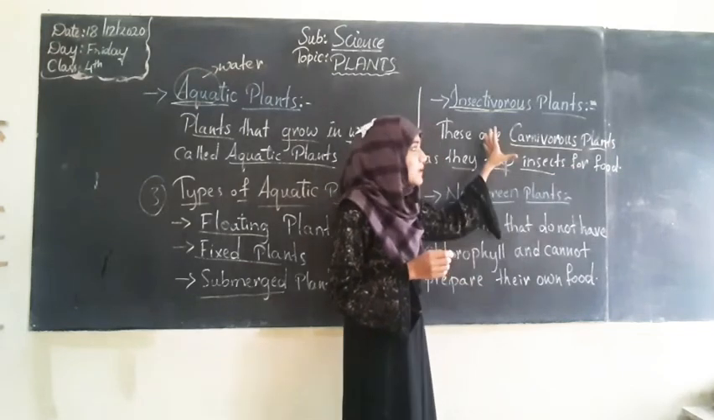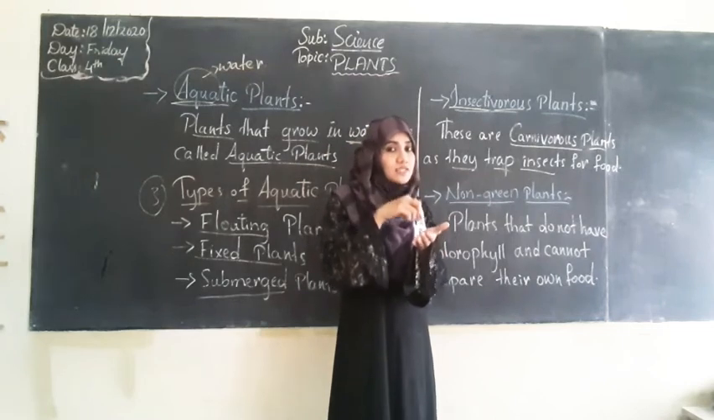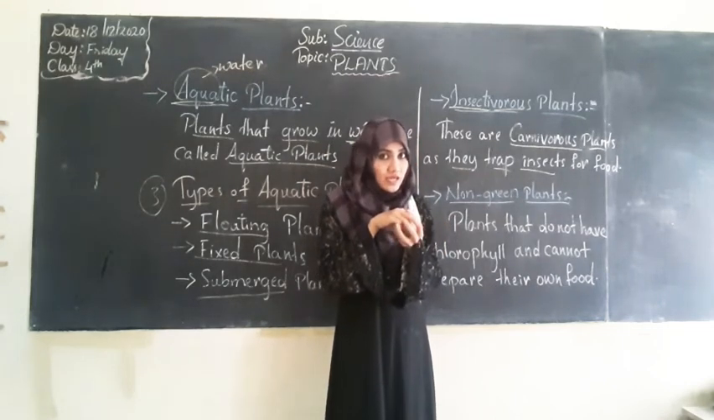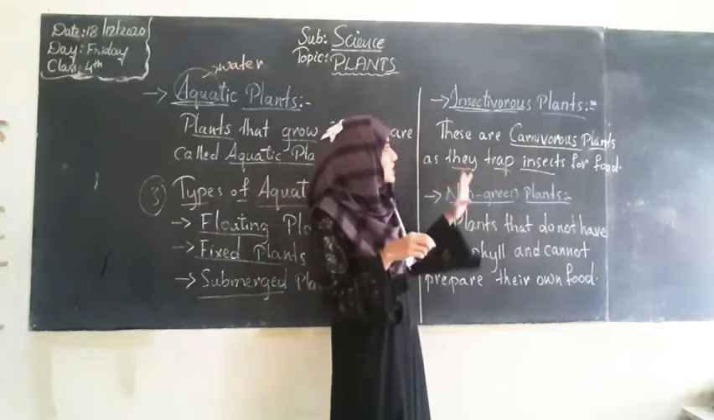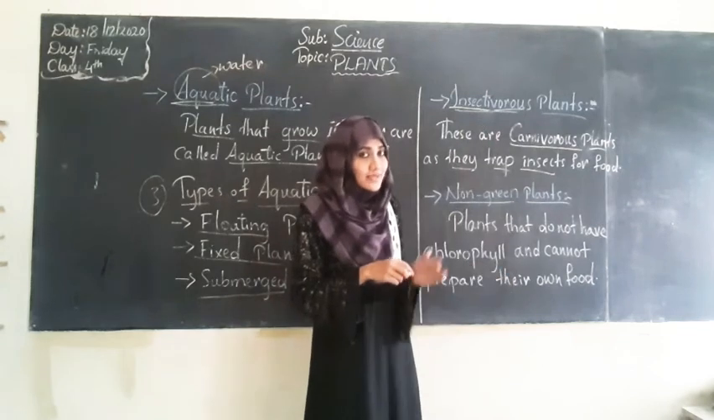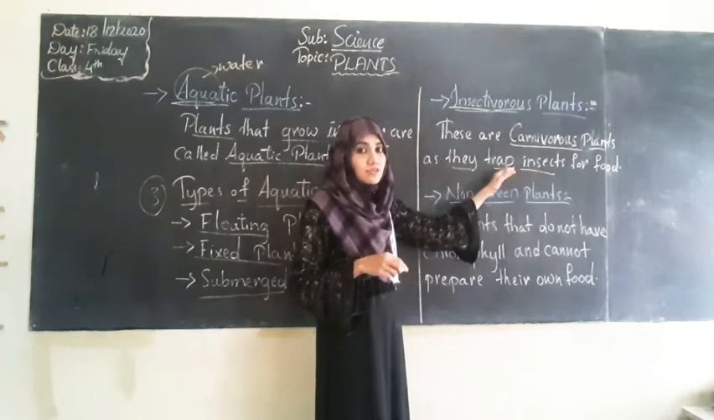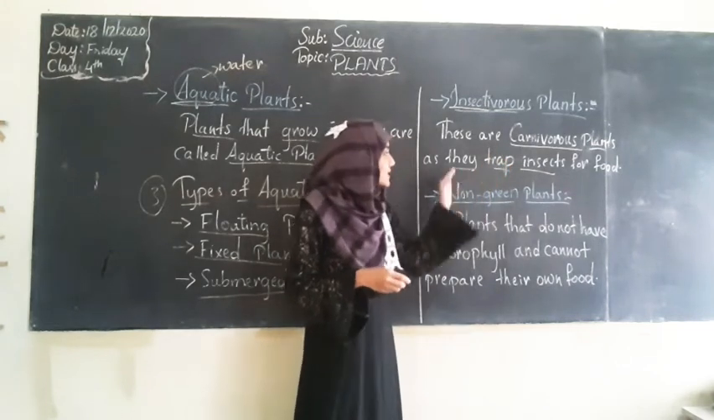So if any sudden insect comes and sits on the plant, it will trap it, that means it catches it and grips it, and it will eat it. Such kind of plants are called insectivorous plants. We will see the process how they capture, how they trap the insect for their food, and we will also see the examples for these plants.